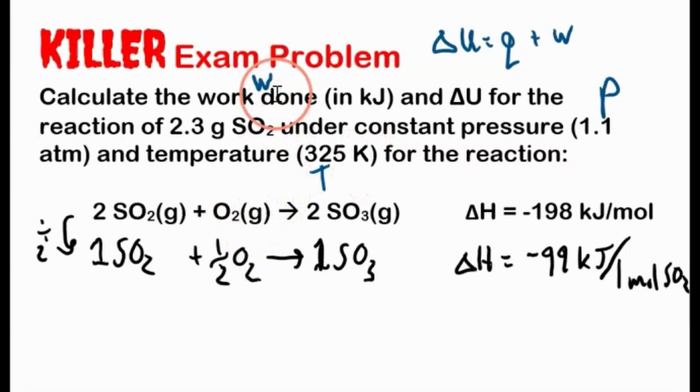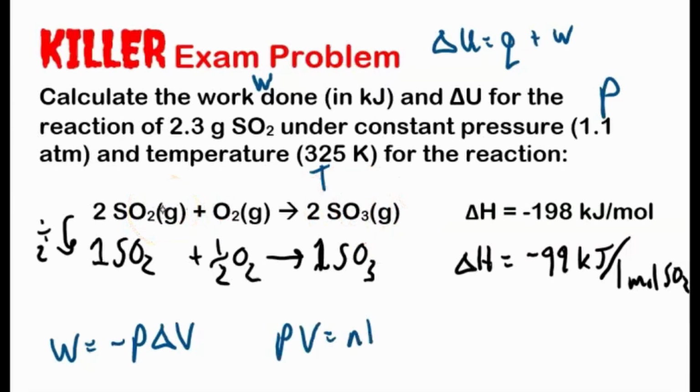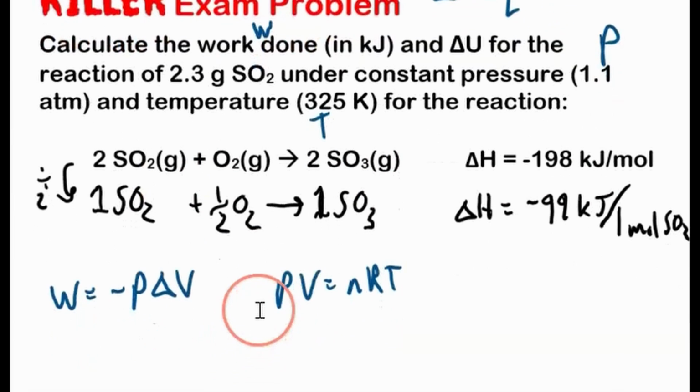Okay, we're going to do something very similar with work as well. So we can't get the change in internal energy yet. We need the work. So we have our equation for work. Work equals negative P delta V. But unfortunately, we don't have any information about the change in volume. Although these are all gases, we'll assume that they're ideal gases. So PV equals nRT. And if pressure is constant, then pressure times the change in volume is going to equal RT times the change in moles.